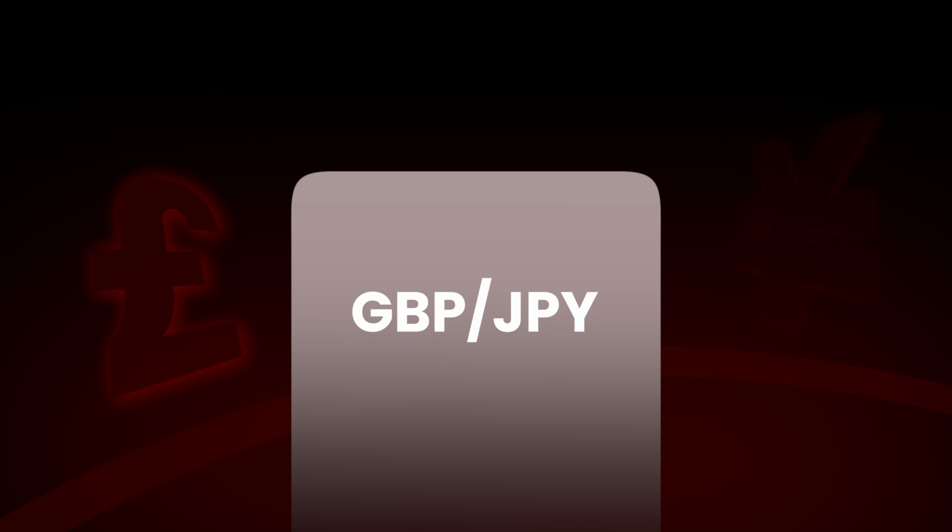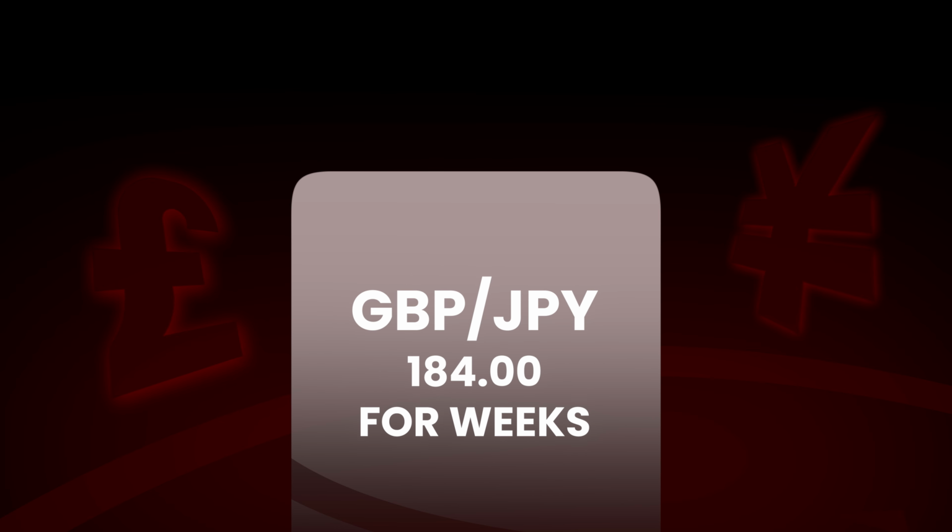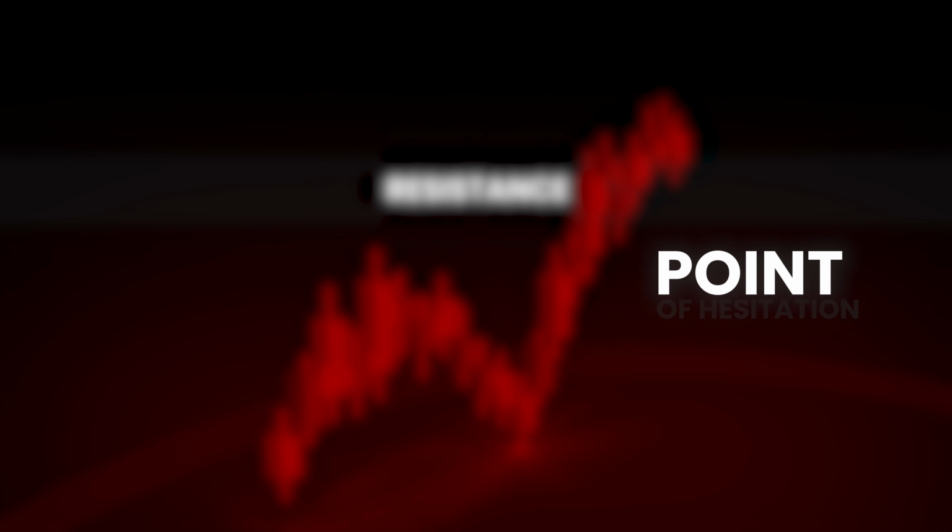If GBP JPY has struggled to break above 184.00 for weeks, each rejection reinforces that level as resistance. And just like with support, the more failed attempts, the more dramatic the eventual breakout could be. Resistance is a point of hesitation, but it's also a point of potential, because when it finally gives way, the move that follows can be explosive.